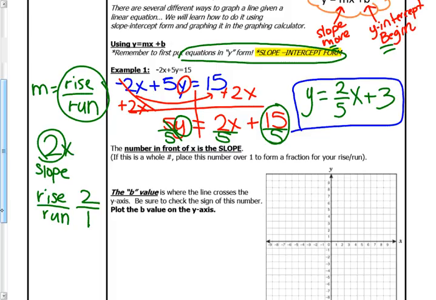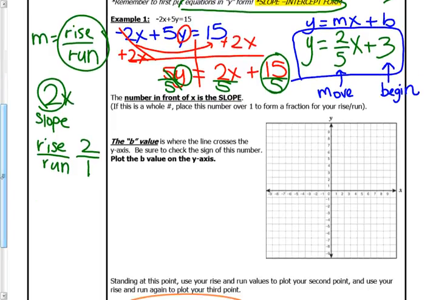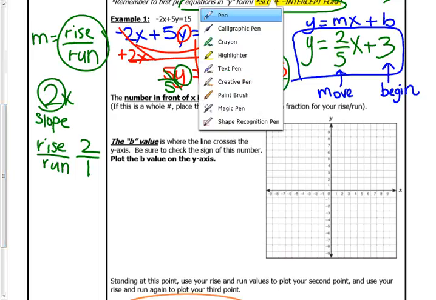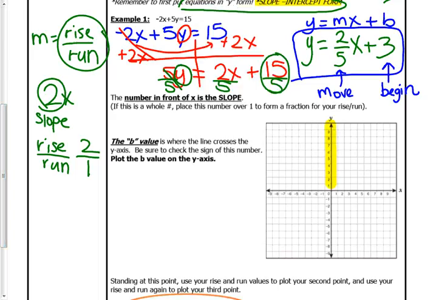So the number in front of x is the slope. We said this is the m. So m stands for move, and this would be the b, and this stands for begin, right? y equals mx plus b. So move 2 over 5 and then begin at 3. Remember, we begin on the y-axis, okay? So my y-axis is this one here. So that's where we begin.